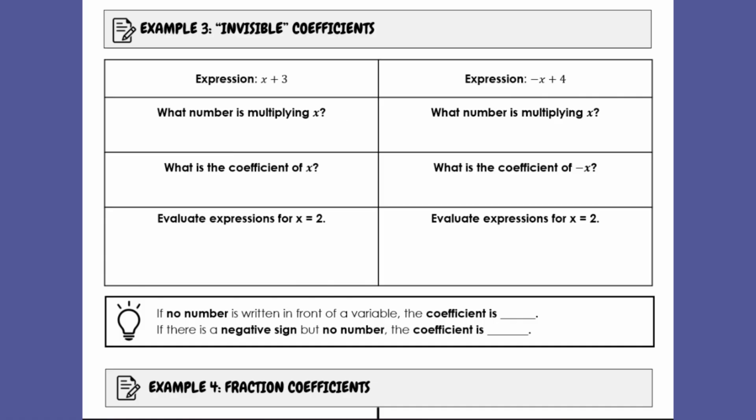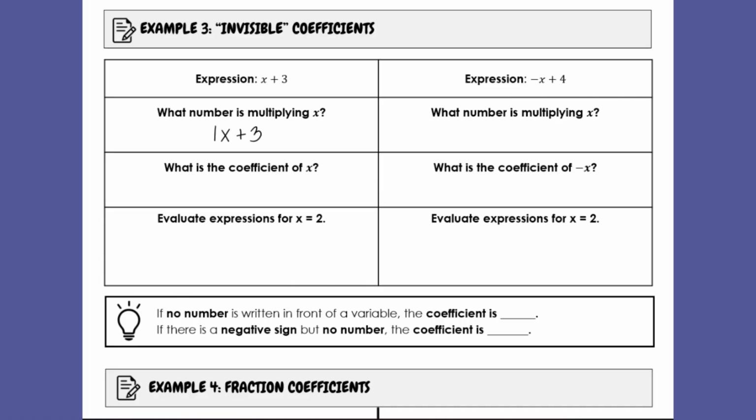The number that's actually multiplying x is a 1. Another way you could write this is 1x plus 3. In math, we don't usually like to write the 1. If we have an x, we just write x. We usually only write a number if we have more than 1x. So if we have more than 1x, that's where you'll see that 2x, that 3x, that 1/2 x.